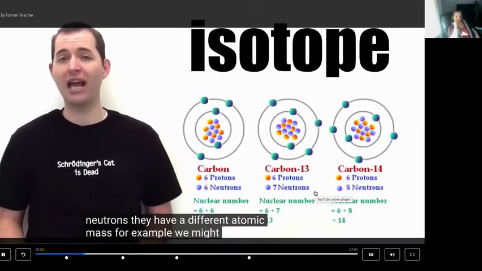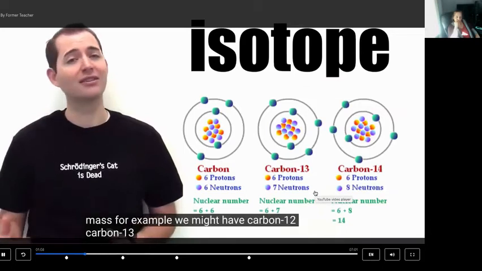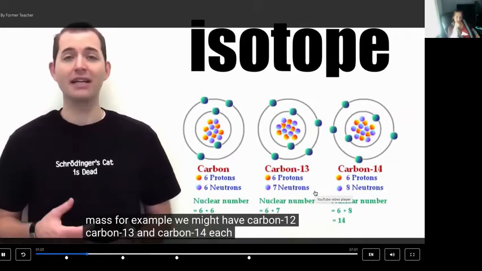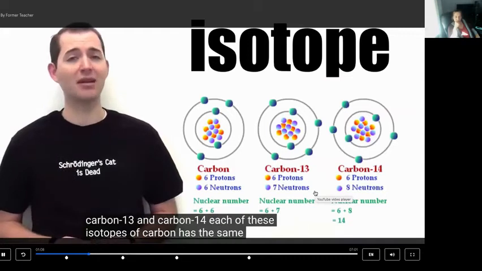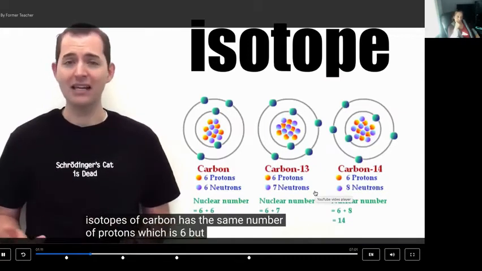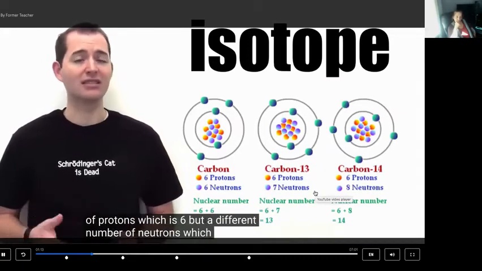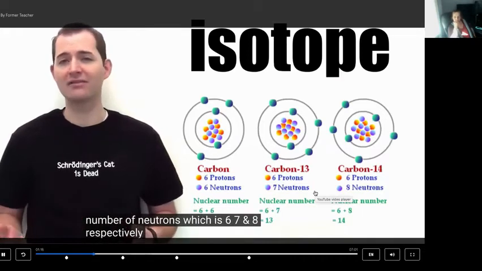For example, we might have carbon 12, carbon 13, and carbon 14. Each of these isotopes of carbon has the same number of protons, which is 6, but a different number of neutrons, which is 6, 7, and 8, respectively.